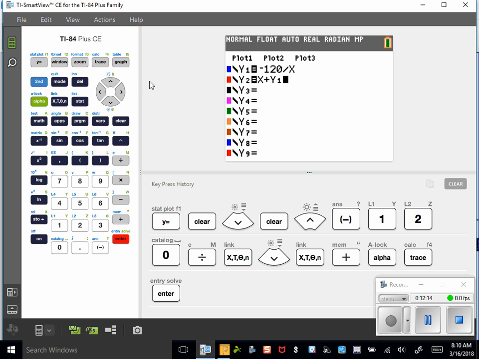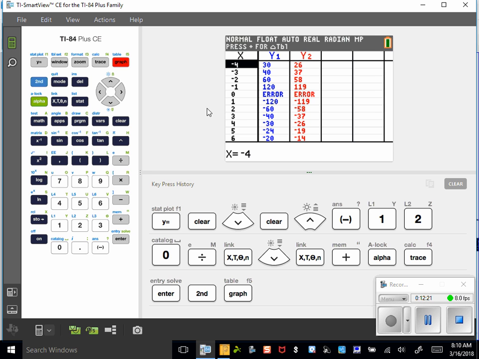Now you're going to go to the table, so hit second graph. So you're looking for where you want, what was our middle number again? Our bottom number was what? So there you go, right there. Here's negative 26 right here. It tells you what the two factors are.